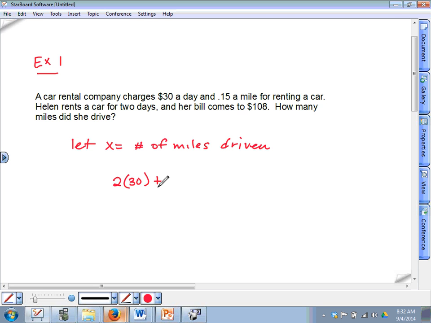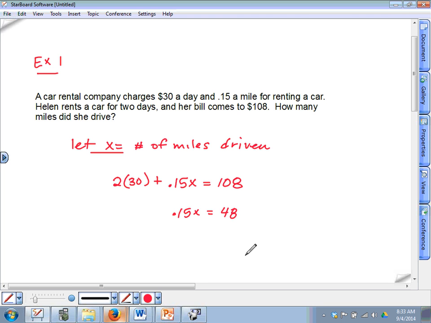Now we have to do the mileage charge. It's 0.15, or 15 cents per mile. Usually in mathematics, per means we're going to be multiplying something, so 15 cents per mile. How many miles did she drive? X number of miles, so it's 0.15 times X. What is that supposed to equal? 108. See, you guys can do this. Baby steps, right? Now what? Subtract 60. So we have 0.15x equals, oh boy, 108 minus 60. 48.